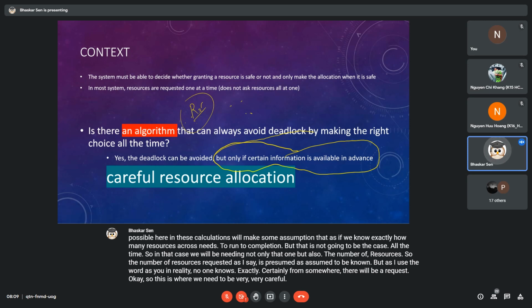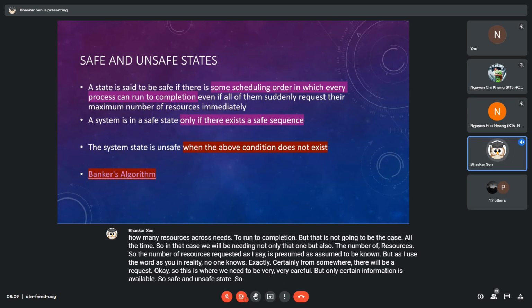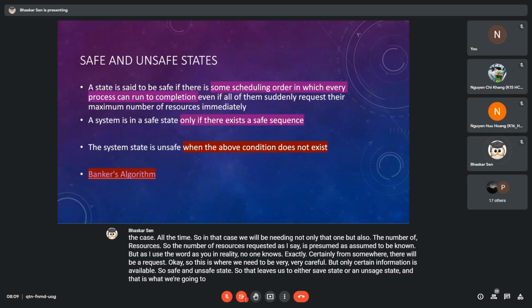But only certain information is available. So safe and unsafe state. So that leaves us to either a safe state or an unsafe state. And that is what we are going to deal with.